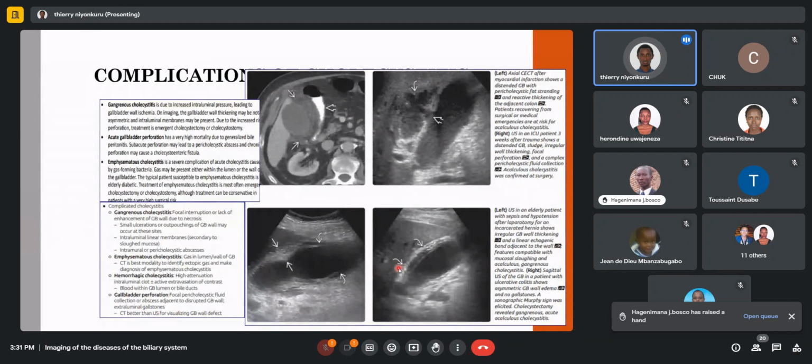The same in this patient, where you can see the wall of the gallbladder, which is edematous, and around the wall you can visualize surrounding gas. This is a cholecystitis which was becoming gangrenous.